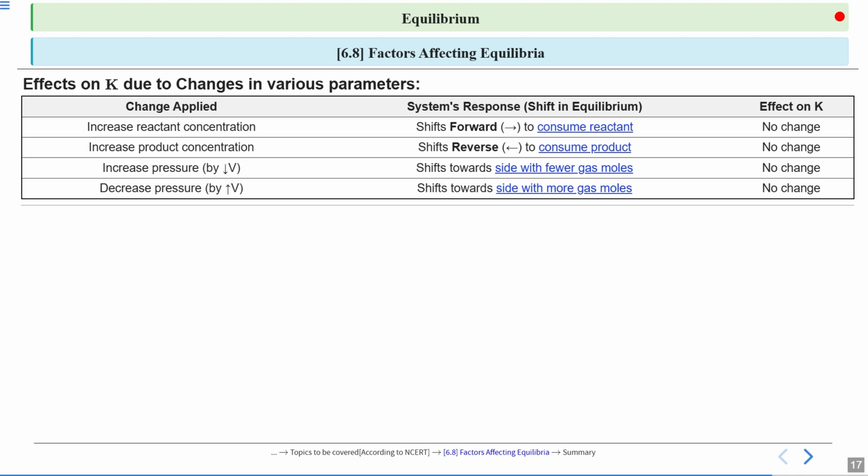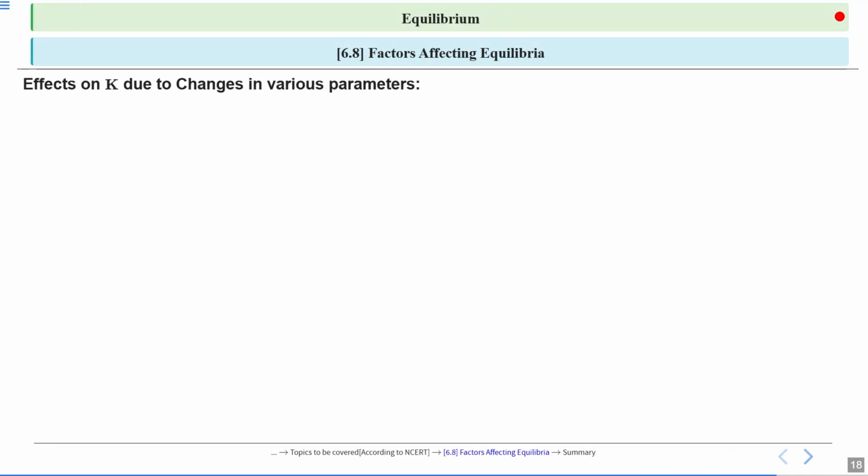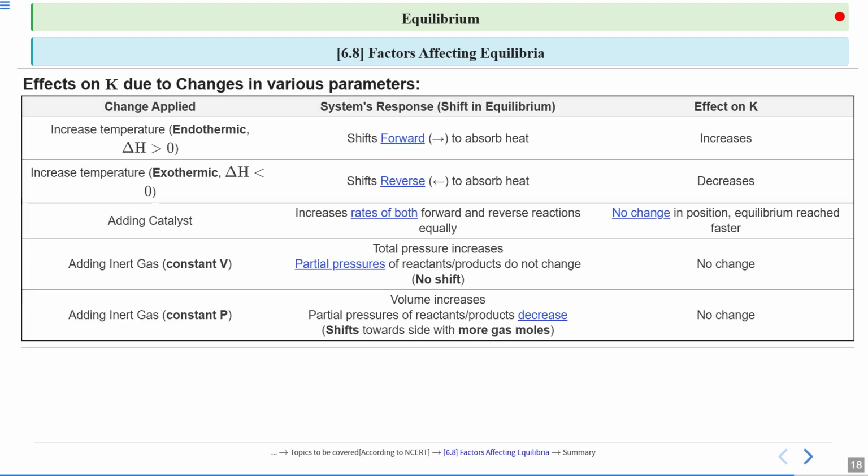And in the fourth case, when you are decreasing the pressure by increasing volume, then in that case the reaction will shift towards more gas moles, so that the decrease in pressure can be counteracted, right? And this is totally according to the ideal gas equation. Is it clear? So this is a summarized table for two factors, which is concentration and pressure. Now we will look at some more parameters. Well, just summarizing this whole. In this case, we are seeing it for the temperature.